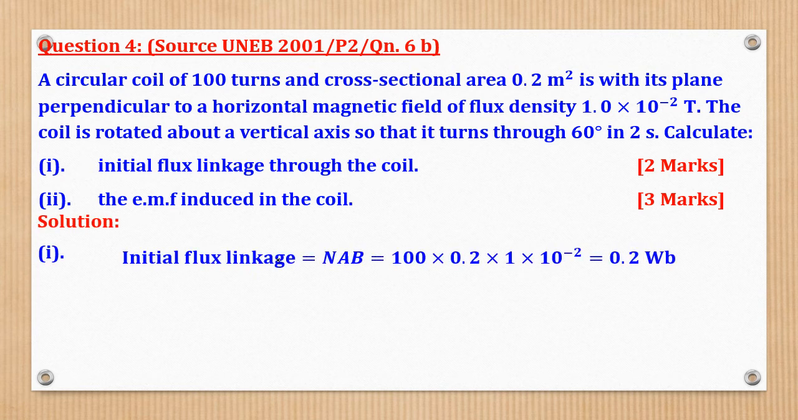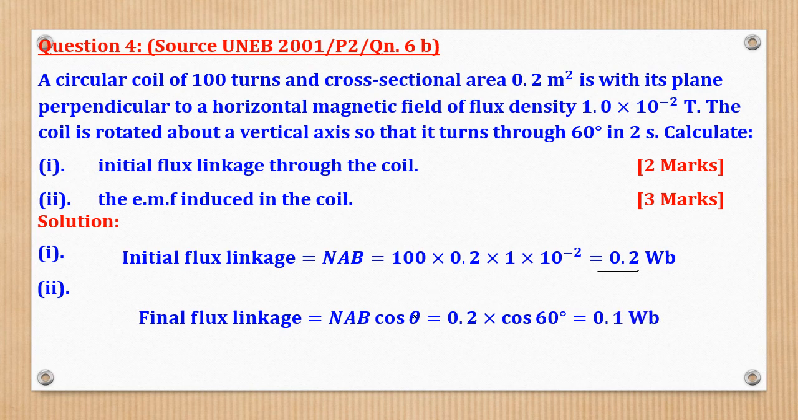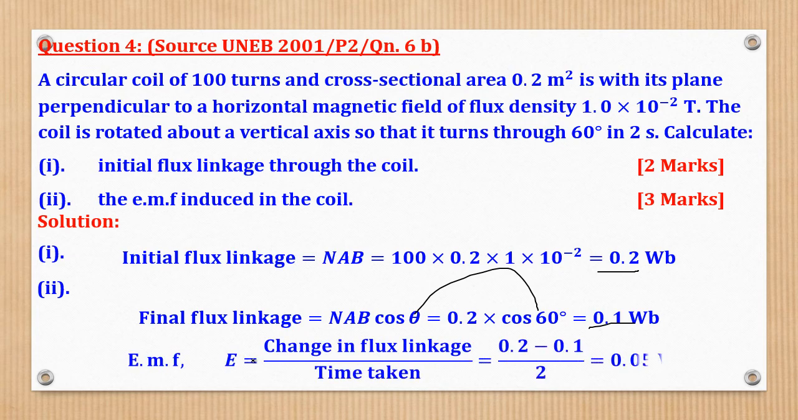So initial flux linkage is NAB, which is this. Then final is when it is rotated through an angle of 60 degrees to give you that. Then the EMF will now be the change in flux linkage over the time taken to give you that. And that's what they wanted.